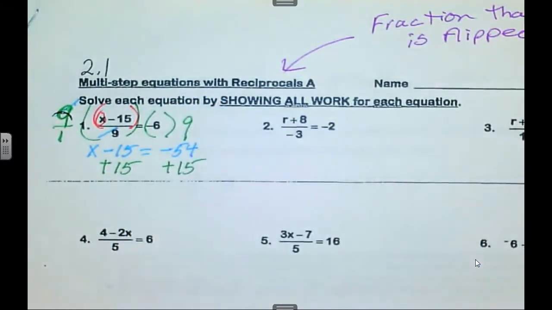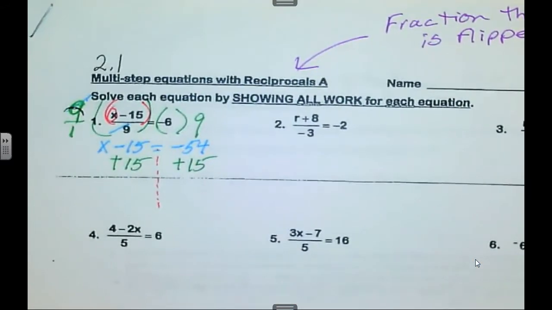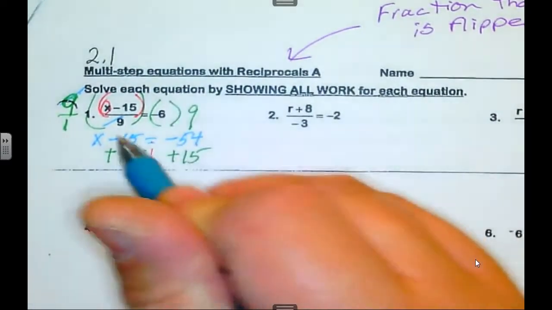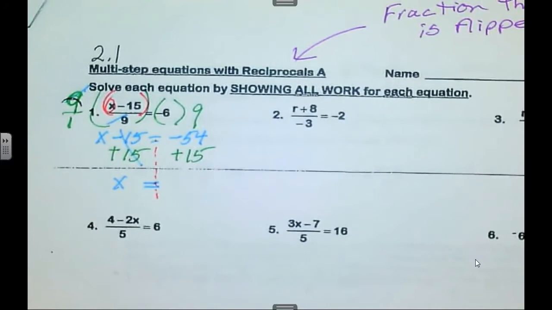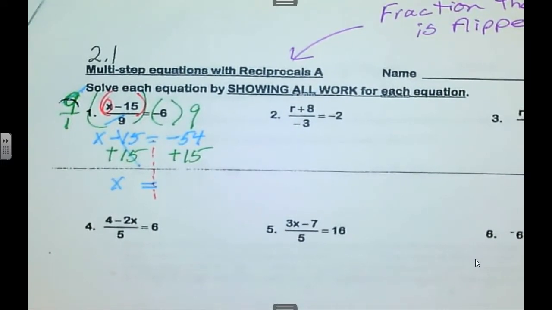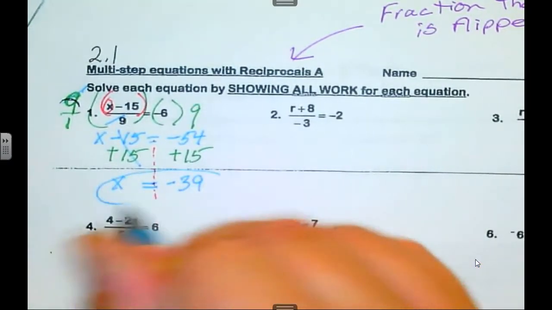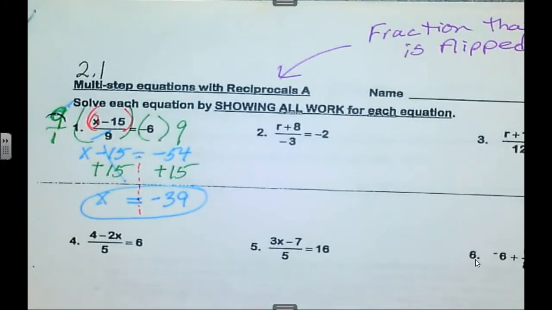Now, again, if you're still having problems with adding stuff on the same side of equations, by all means, put your dotted line there, or a solid line, I don't care. These add up to 0. My x equals negative 54 plus 15. My brain's not working too good. What am I doing here? 39? Negative 39? Again, 1 through 5 is kind of like review for you guys.